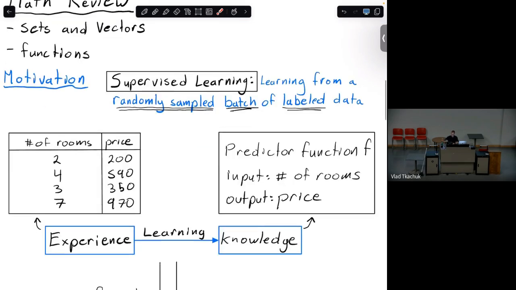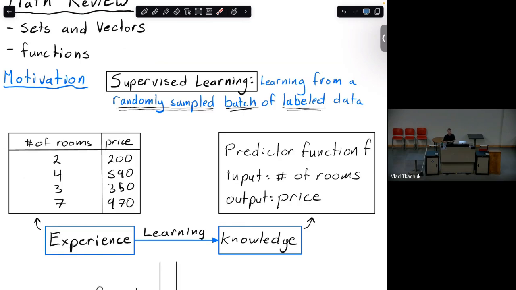Okay, and this is the diagram we saw last time with a specific example, which was predicting house prices. So I had these more common terms called experience, and the experience looked like this data of number of rooms and house prices, and this would be your batch of data, and you would call this the label for each one of these data points. Our goal was to produce this sort of knowledge, which I said was one sort of knowledge would be this function that can predict new house prices.